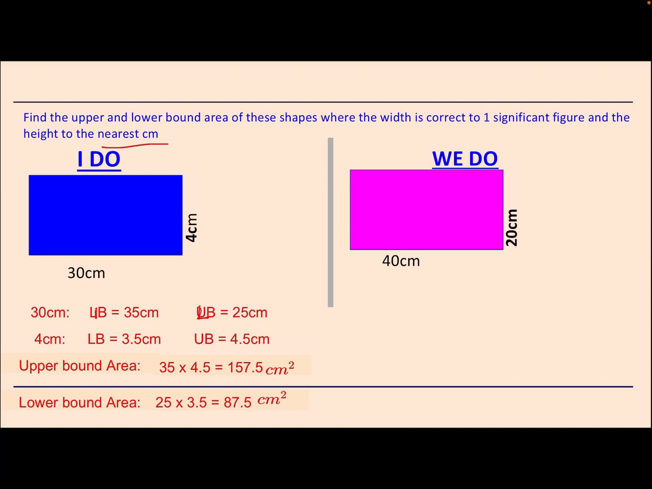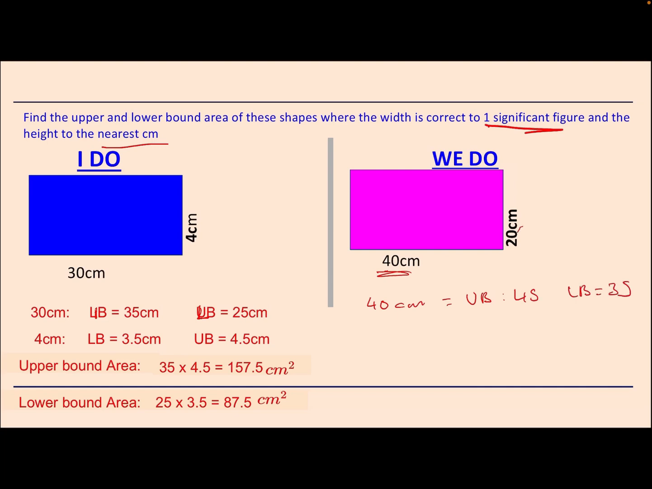Alright, so let's go over the answer. So for 40 centimeters, we're doing it correct to one significant figure. So the value of one significant figure here is in the tens. So we're going to half 10. So that means that the upper bound for 40 centimeters is simply going to be 45, and the lower bound is going to be 35.